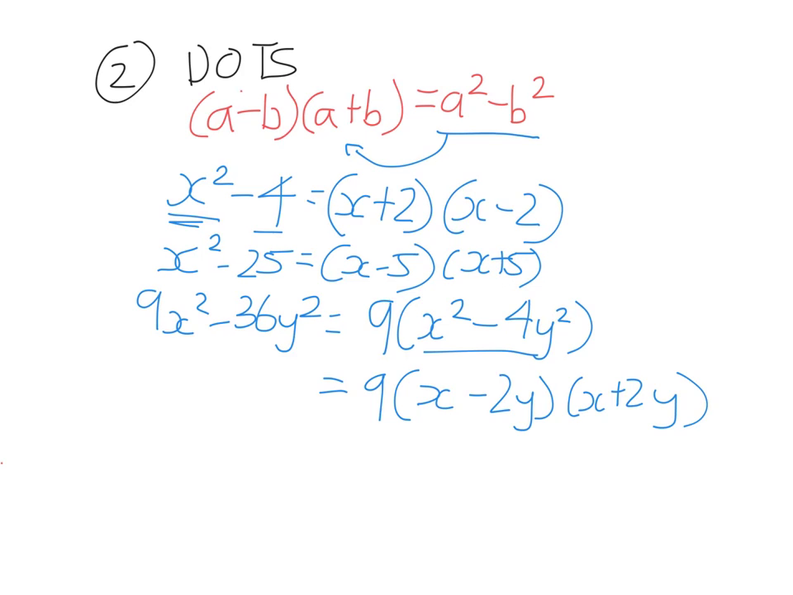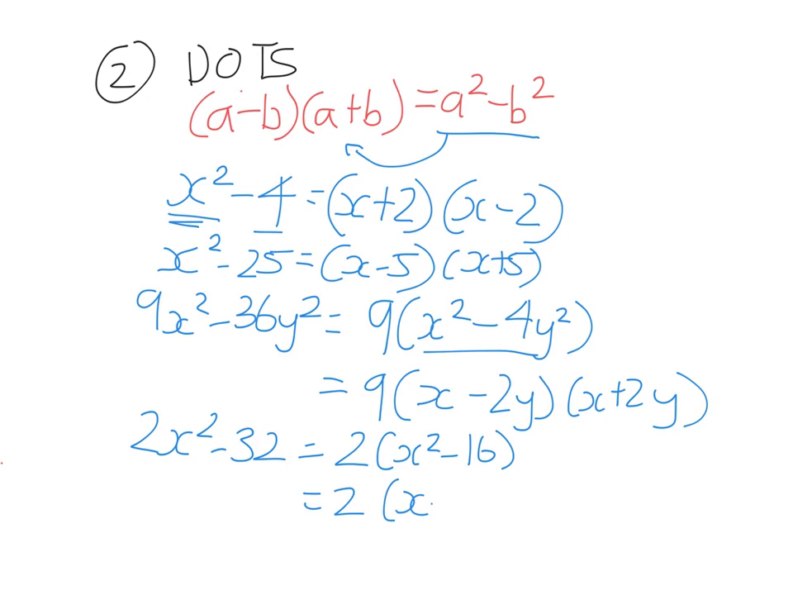Just like that. Now sometimes you will get something that doesn't look like difference of two squares. So let's have 2x squared minus 32. Now 2 and 32 are not perfect squares. But if we do what I said and we take out a common factor, they will become difference of two squares. This will become 2 outside of x squared minus 16, and that's very clearly difference of two squares, x minus 4 times x plus 4.